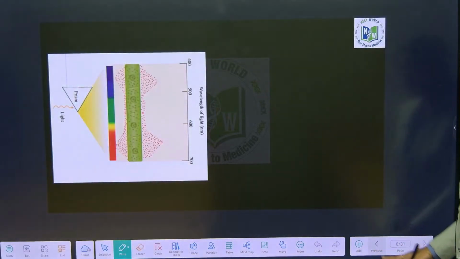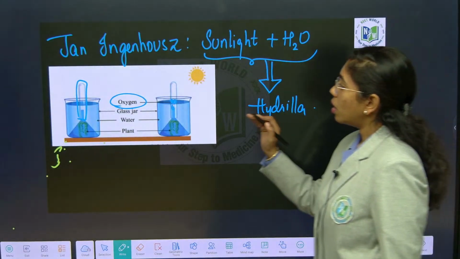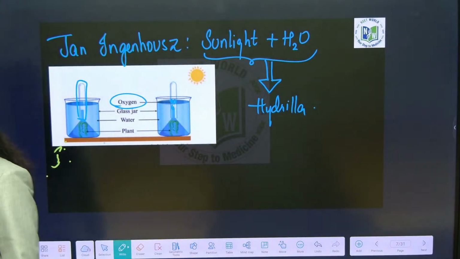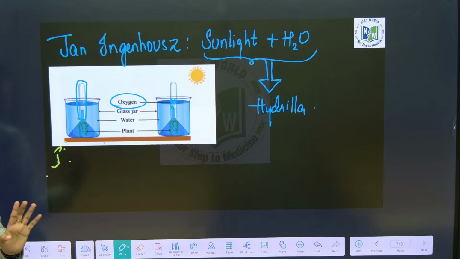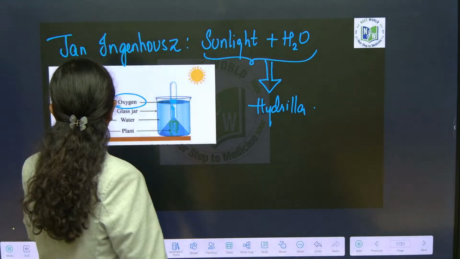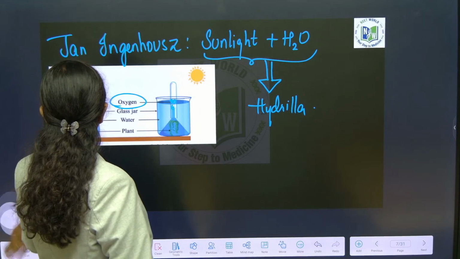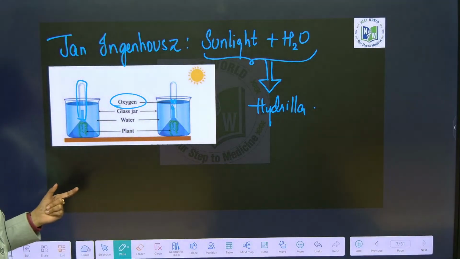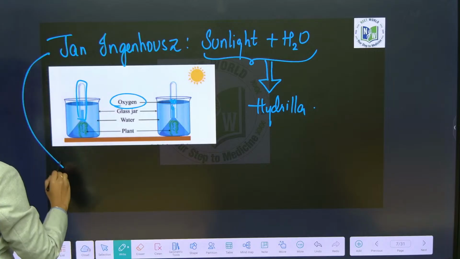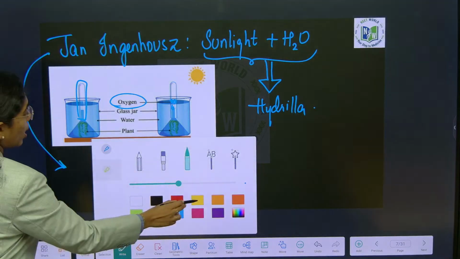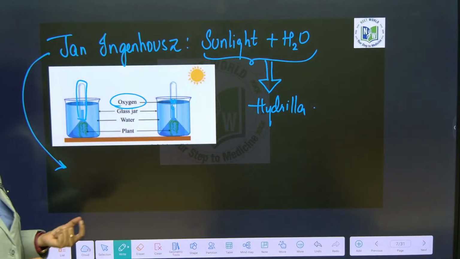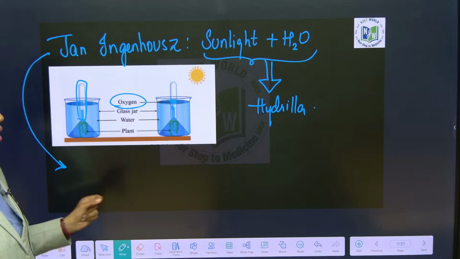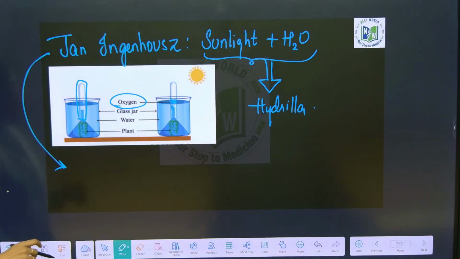But he did not say whether the oxygen is released from carbon dioxide or from the water molecule. Sunlight being essential for photosynthesis was explained by him, but what spectra of sunlight are essential, the active regions of sunlight, and the wavelength of sunlight required for photosynthesis were not explained by Jan Ingenhousz.